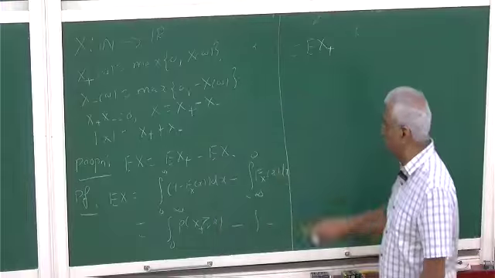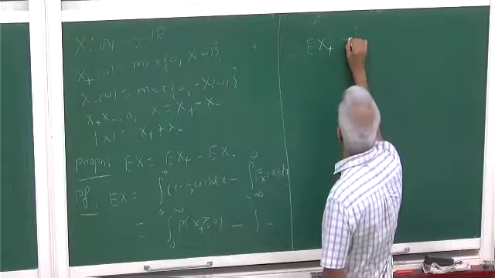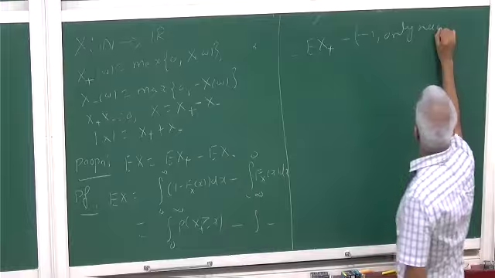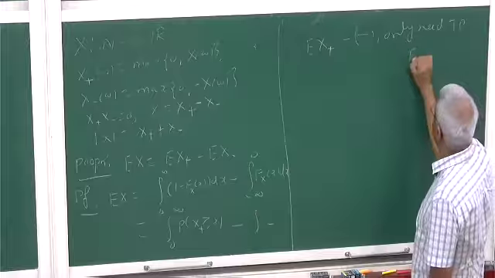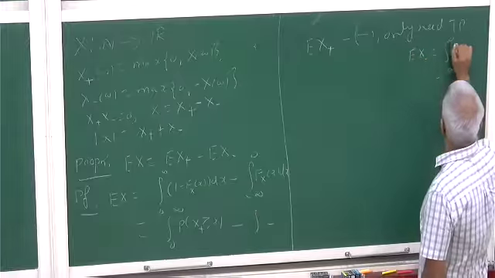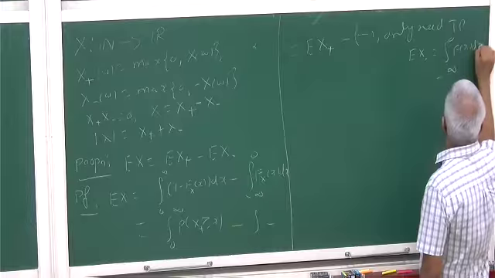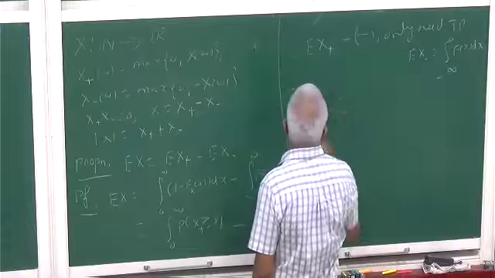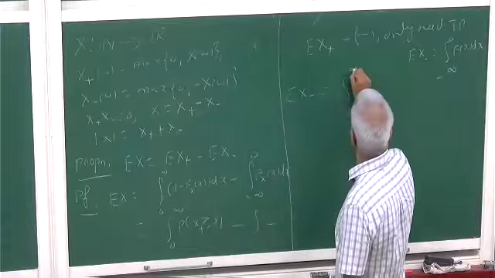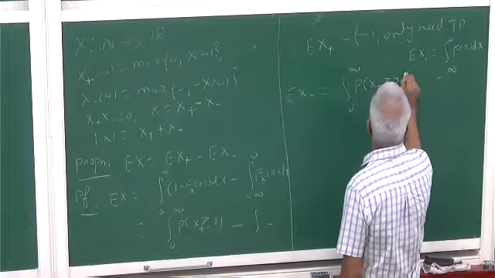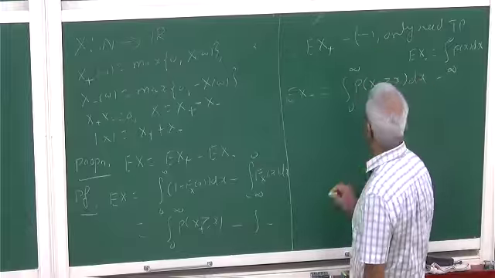So we have to prove that. We only need to prove that E of x minus equals the integral from minus infinity to 0 of F of x dx. That's what we want. So let's compute E of x minus. E of x minus is the integral from 0 to infinity of the probability of x minus greater than or equal to x, dx.